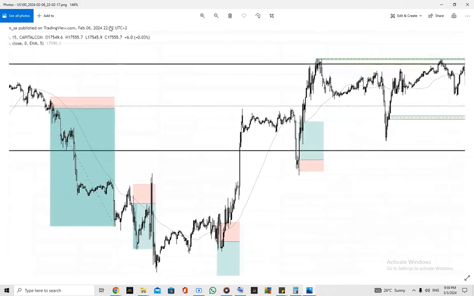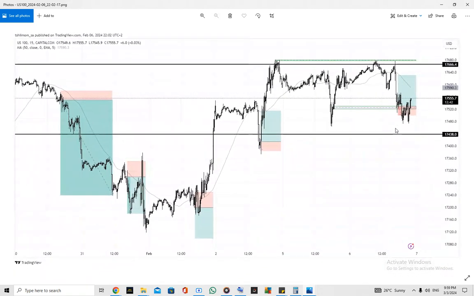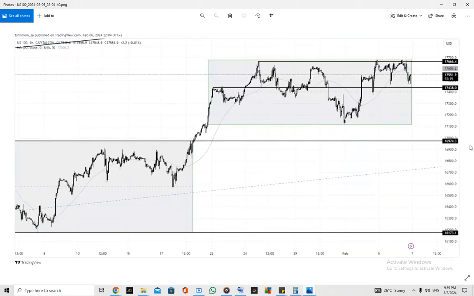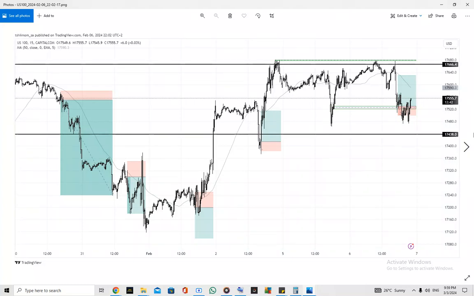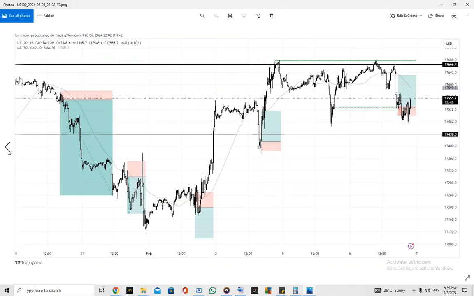I even removed my ascending channel there. By 10 p.m. in the evening, this is what the market looked like on this day. This is on the 1 hour. Even on the 5 minute, my ascending channel was destroyed. Everything was destroyed. But what I want you to notice also is that price is in a range.